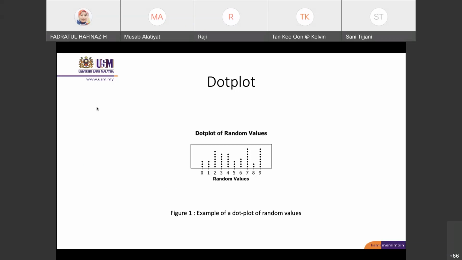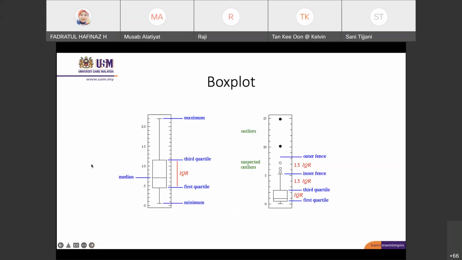The next chart is the most popular one used in the scientific research, the box plot. Okay, or known as also the whisker diagram. It will display the distribution of data based on the 5-number summary. There are minimum number, the first quartile, the median, the third quartile, a maximum value, right?